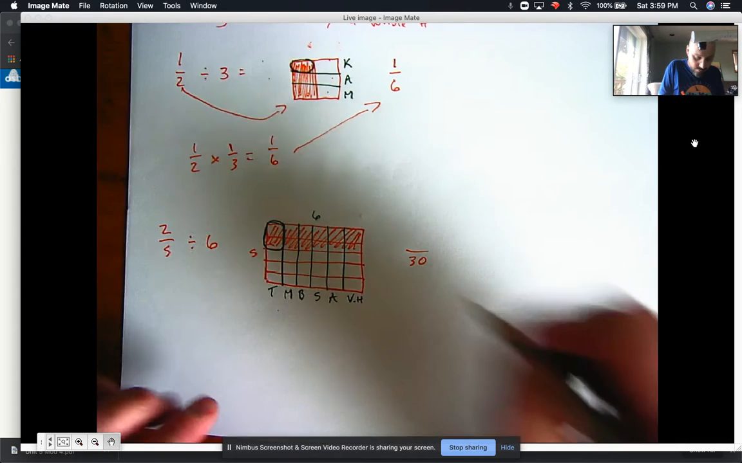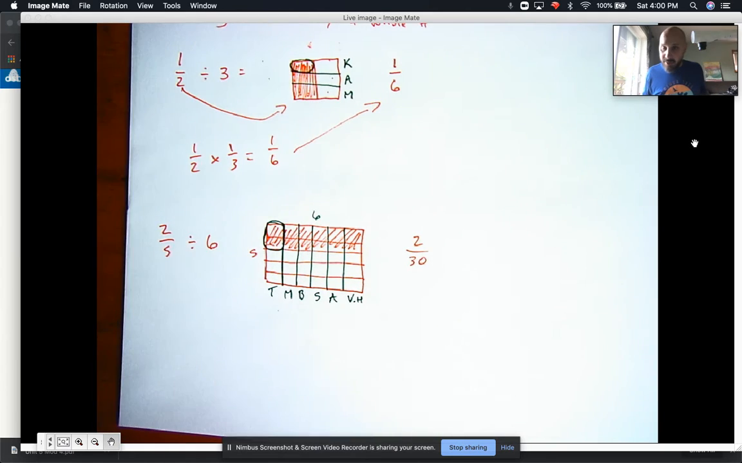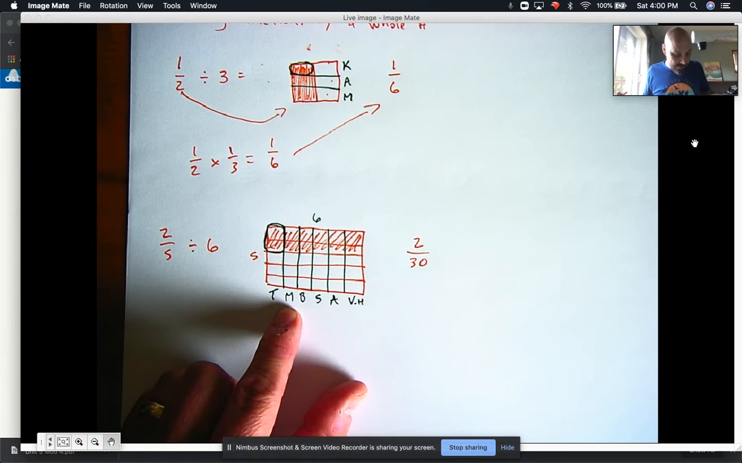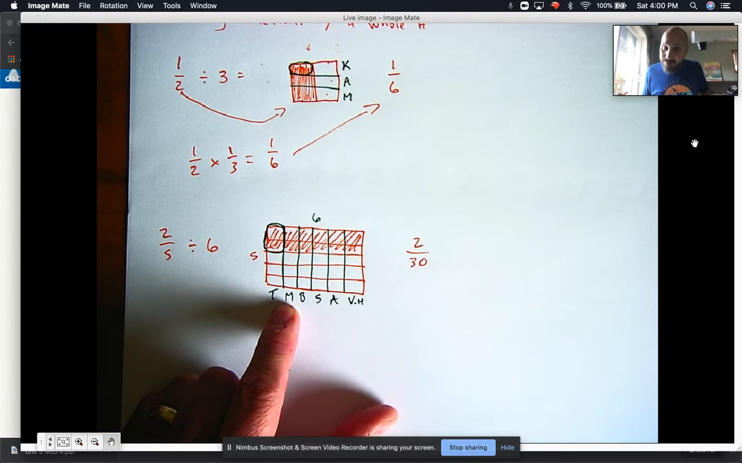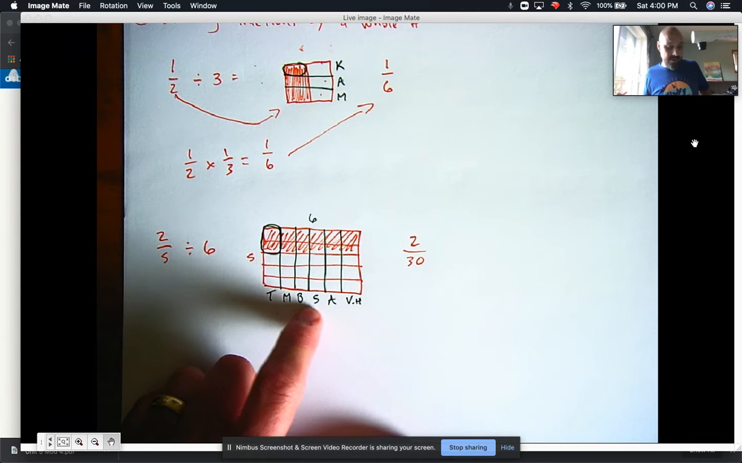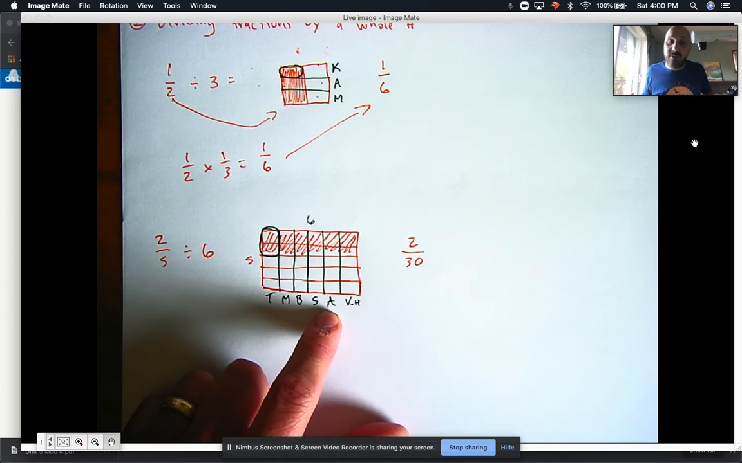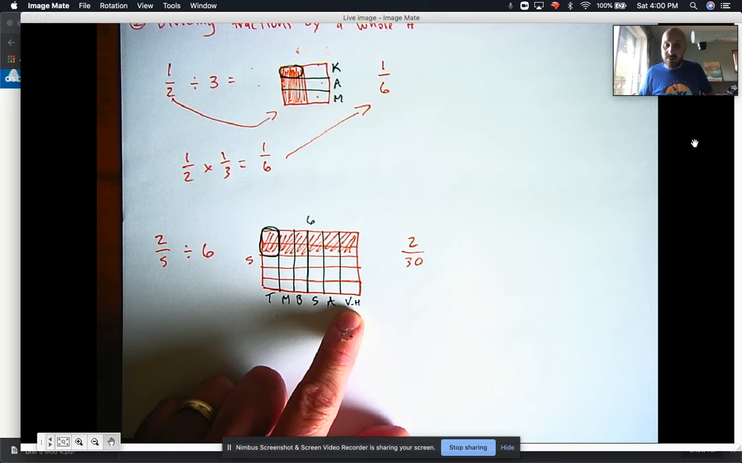Talon gets 2 of those 30. 2/30ths. Yeah, 2/30. That's all he gets. Not Masha. Who was this? Marcelo gets 2/30. Brielle gets 2/30. Sophie gets 2/30. Astrid gets 2/30, and Vincent H gets 2/30.